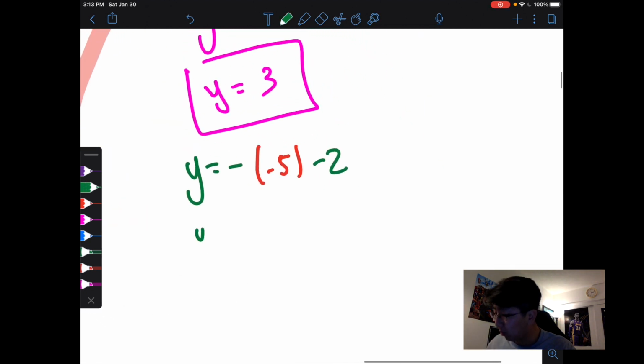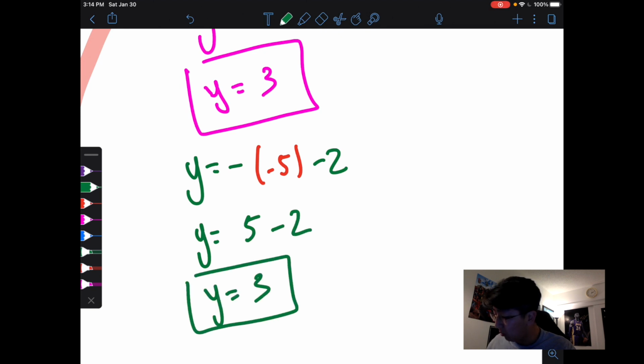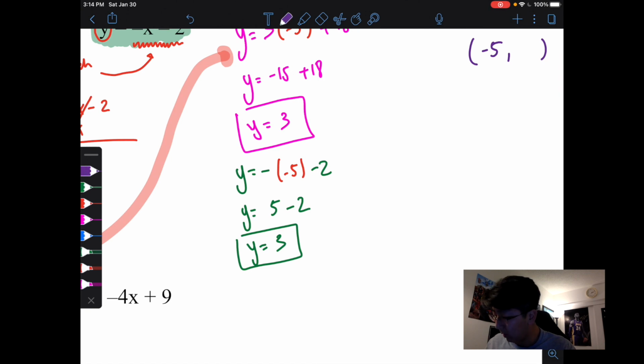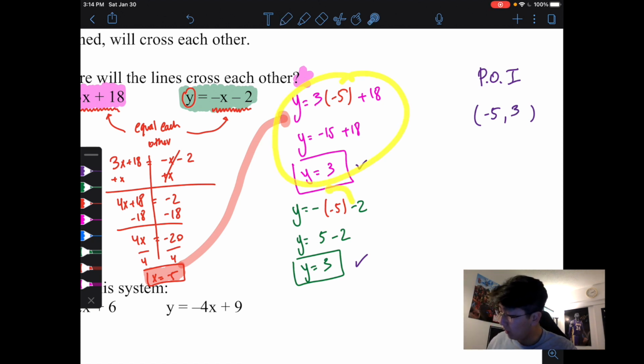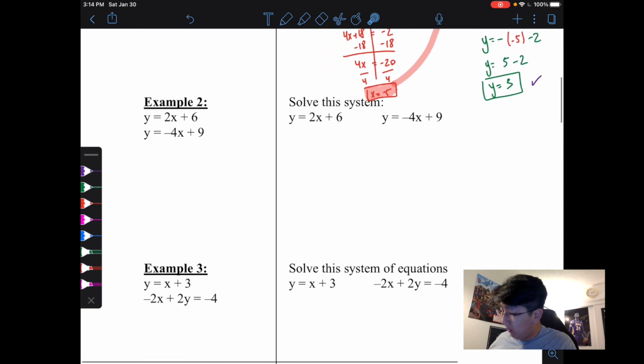It should equal 3. Y equals, the opposite of negative 5 is positive 5. Minus 2, y equals 3. So this works. Okay? Check it. The point negative 5, 3 works for both this pink equation and this green equation. So that's the one point that it's going to be true on both lines, which is where we call the POI, if I were to graph it. Okay, let's go ahead and do another one.